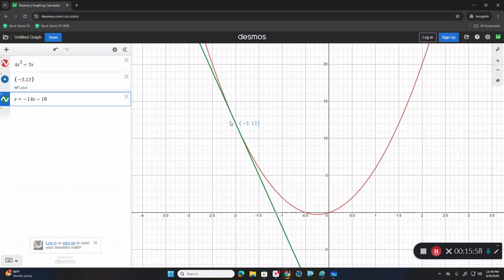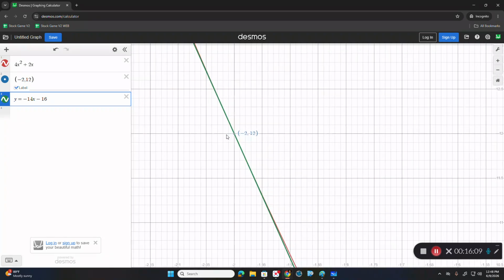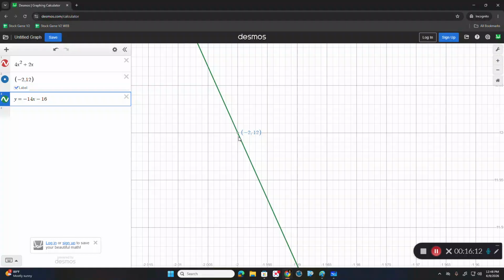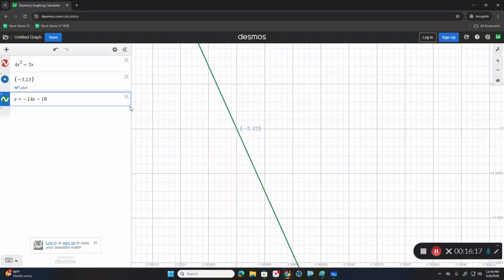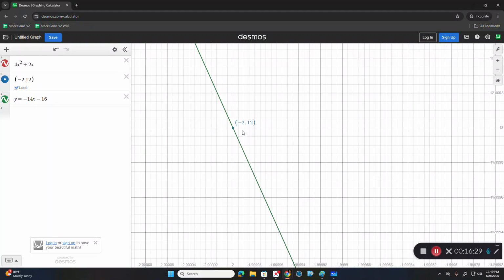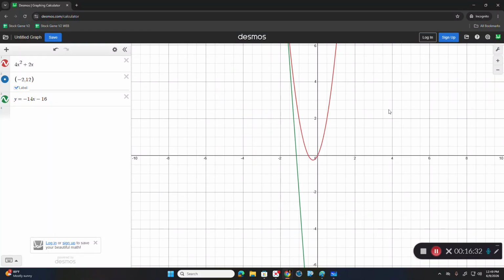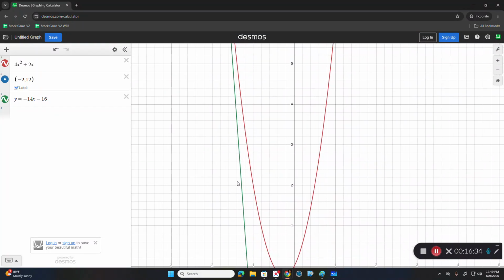And what I wanted to show you is, if you write the equation of the line y equals negative 14x minus 16, notice now the green line goes perfectly through this red line. And notice, as I start to zoom in, right at the point negative 2, 12, the red and the green lines, what we would call the original curve in red and the tangent line in green, are exactly the same. Now, they're not exactly the same everywhere. Just looking at them like this, clearly these are not the same lines.